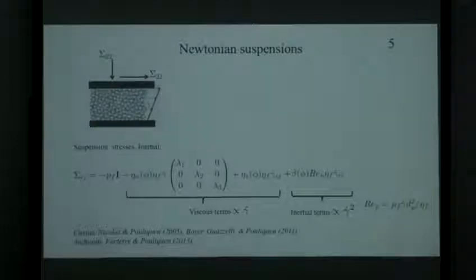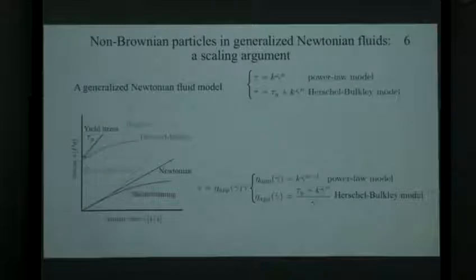And I'm going to write it down in this form because I like to use the particle Reynolds number. This is the Reynolds number at the particle escape. So this is the framework that we know in the Newtonian suspension. And the question is, how can this closure be modified when we are dealing with suspensions of non-Brownian particles in generalized Newtonian fluid? So this is what I'm going to talk about.